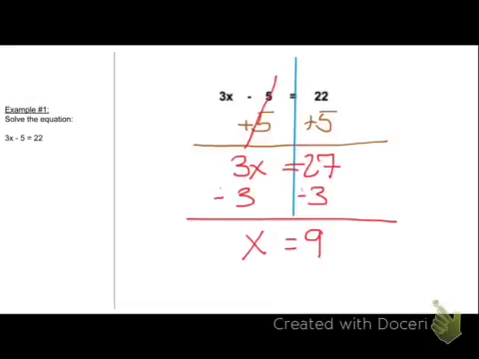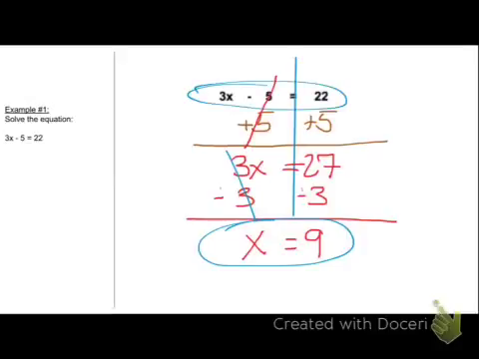And again, if you would like, you can cross out the 3 and the 3 because those are the two things canceling each other out. And we have x equals 9. The last step you always have to do is go back up to the original equation and put 9 in for x and see if it works out. So 3 times 9 is 27, minus 5 is 22, and that is what it was supposed to be. So the solution is correct.